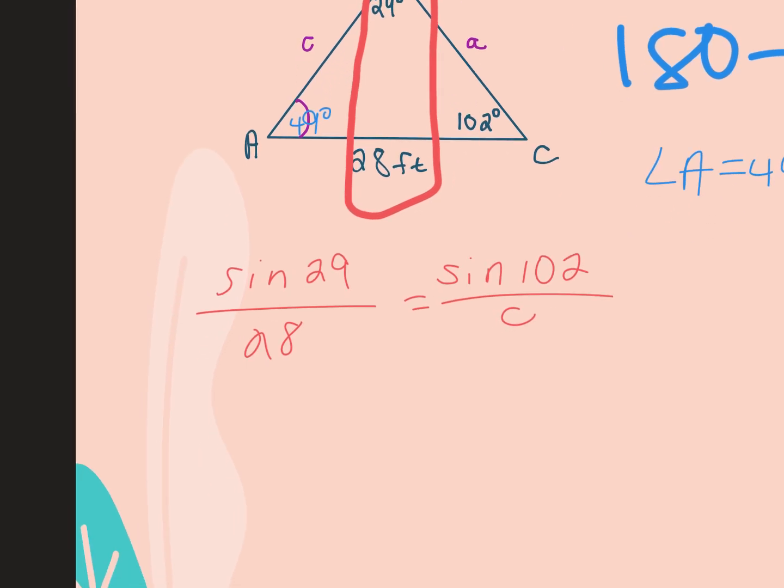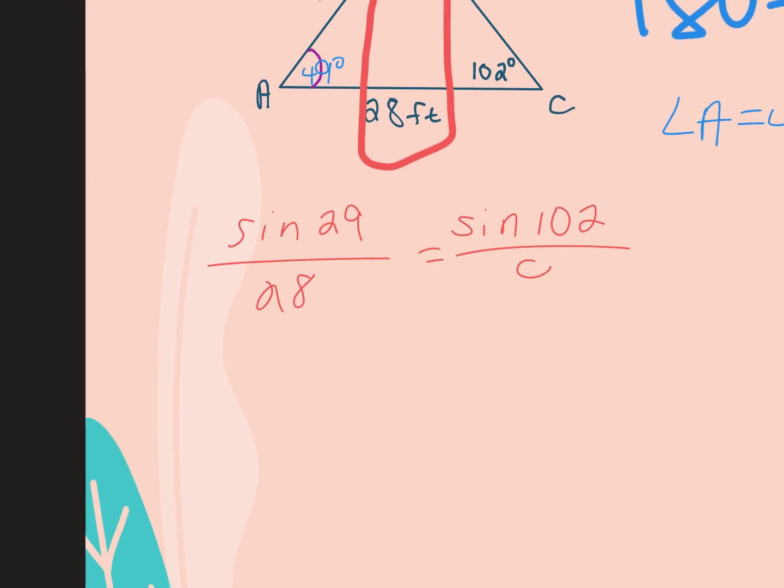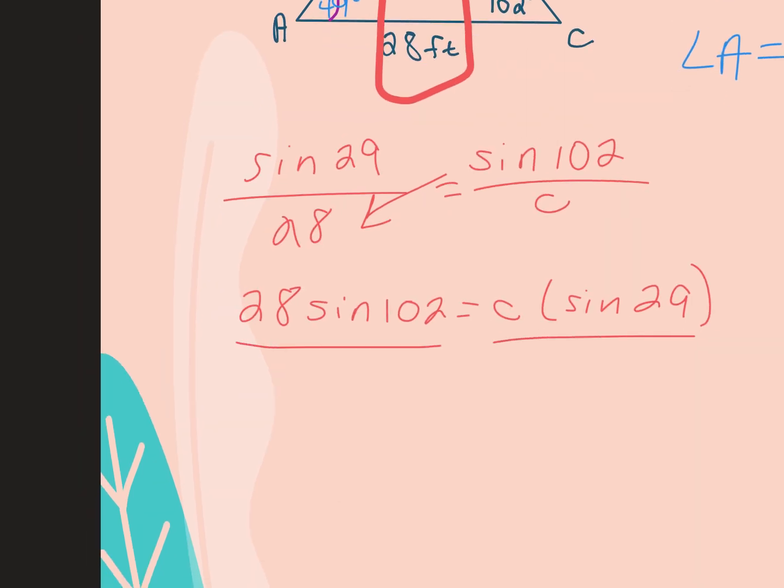You guys have a proportion, a fraction. If a fraction equals a fraction, how do you solve? Cross multiply. So 28 times the sine of 102 equals C times the sine of 29. Do not put anything in your calculator until the very end. If you do each calculation, each step, your answer is going to be further and further from the correct answer. So you need to make sure that you don't do any calculations until the end, especially because WebAssign will mark it wrong if you don't round correctly. So what's my last step? I want to get C all by itself. So what do I do? Divide by the sine of 29.